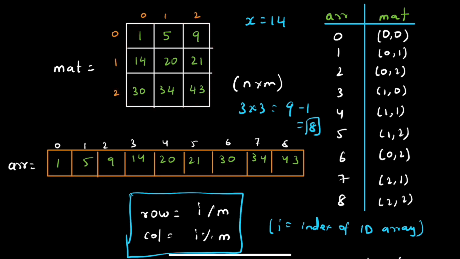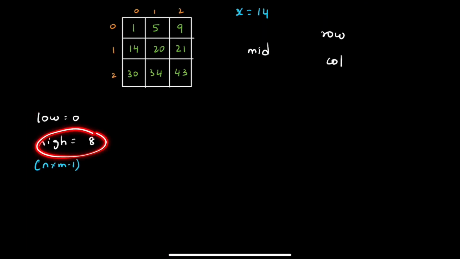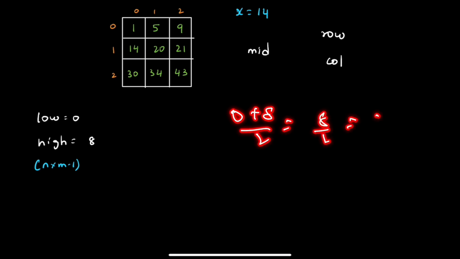So I hope we have learned a good number of observation points from it. So let's consider this matrix and keep these points in mind, and let's try to search 14 from this matrix. So here our low is 0 and high is 8. Why? Because we have been given a 3 cross 3 array. So 3 cross 3 will be 9, 9 minus 1 will be 8, the formula that I have written here. So let's try to apply binary search on it. Low is 0, high is 8. So what will be the mid? Mid will be 0 plus 8 by 2, which is nothing but 4. So we have got 4 as the mid.